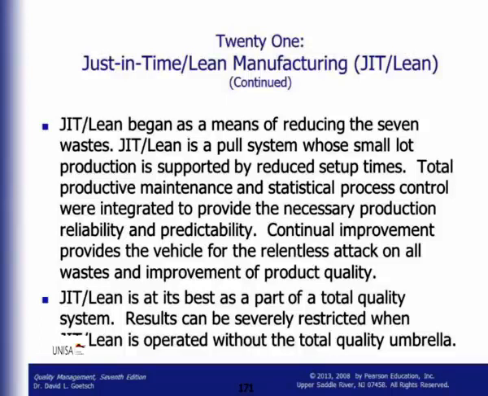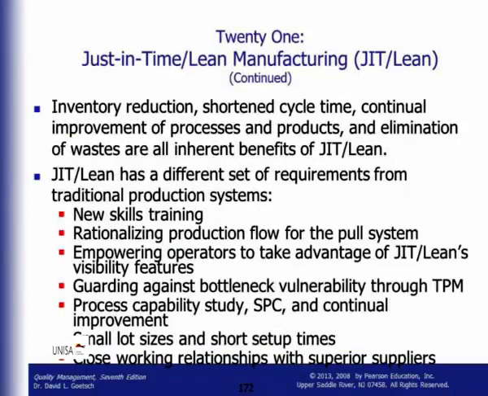JIT Lean is at its best as a part of a total quality system. Results can be severely restricted when JIT Lean is operated without the total quality umbrella. Inventory reduction, shortened cycle time, continual improvement of processes and products, and elimination of waste are all inherent benefits of JIT and Lean.